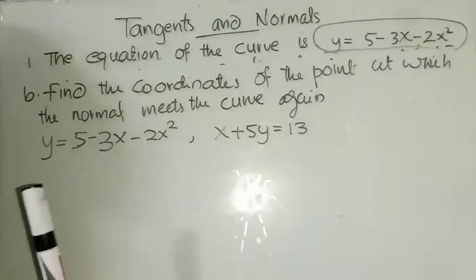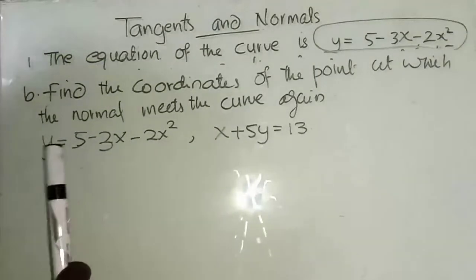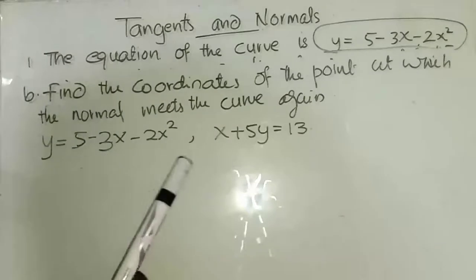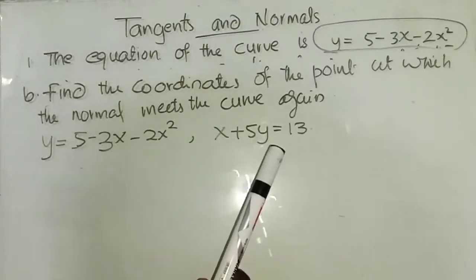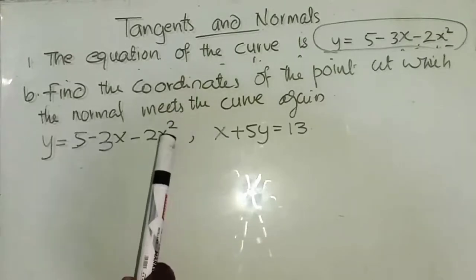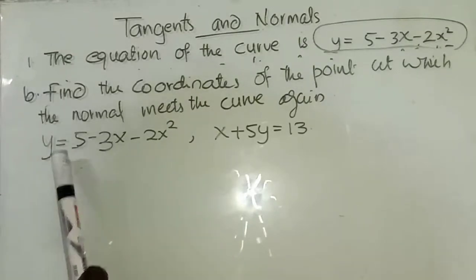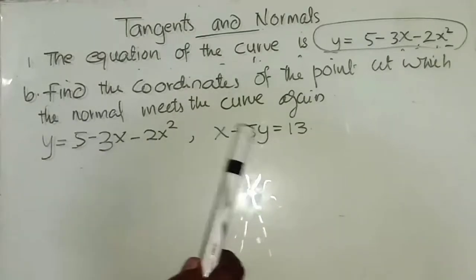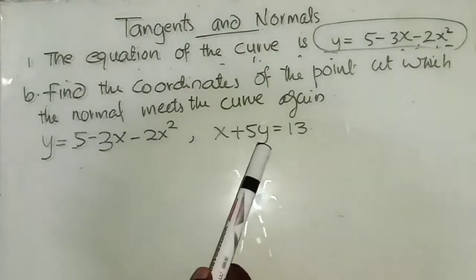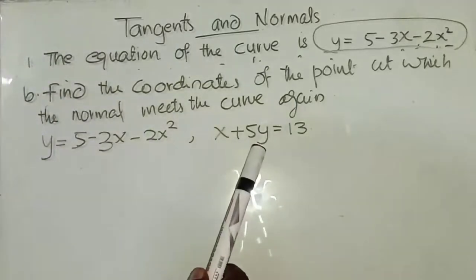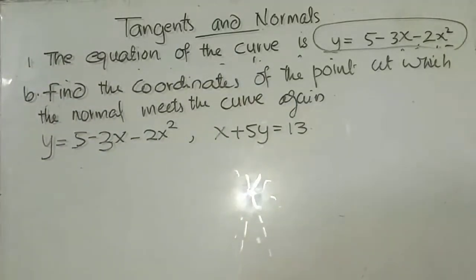So let's consider both the equations. y is equal to 5 minus 3x minus 2x square is the equation of the curve, and x plus 5y is equal to 13 is the equation of the normal. Okay, so this is a quadratic equation and this is a linear equation. So here we have two simultaneous equations, one is quadratic and the other is linear. Now our task is to solve these two equations.